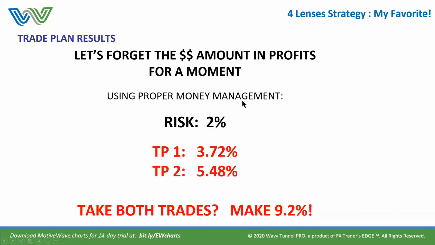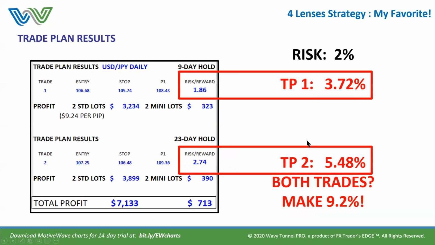So when we look at percentages, really all we have to do is customize it for our account size. Whatever our account size is, we risk 2% on our account, and these would be our profit-taking levels that would generate these percentages in returns. And here we go, this is taking two different trades. So the first take profit would generate 3.72% for a 9-day hold, and the take profit 2 would generate 5.48% for a 23-day hold.